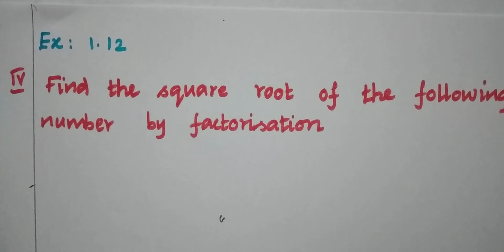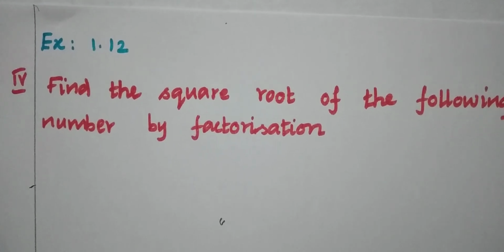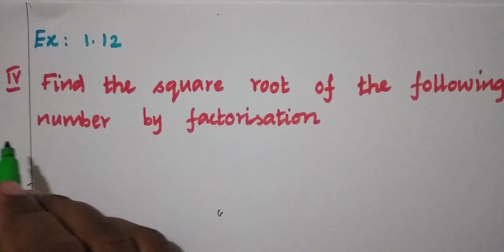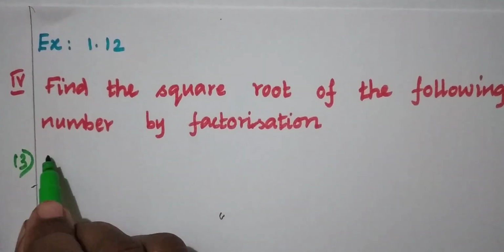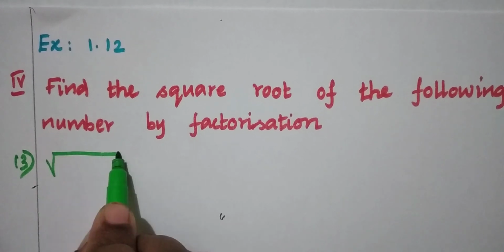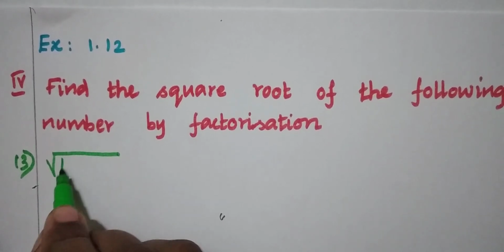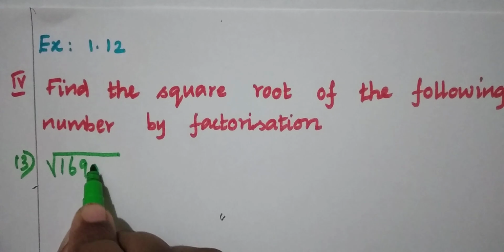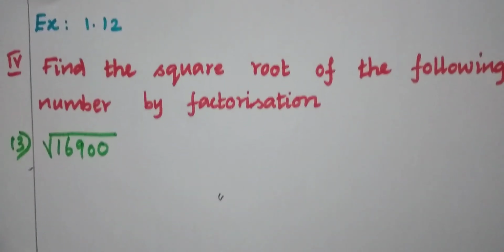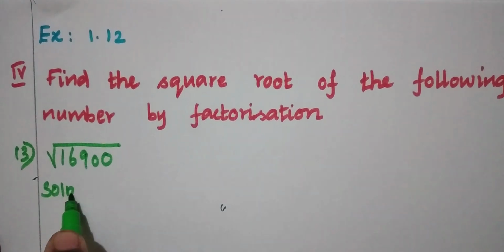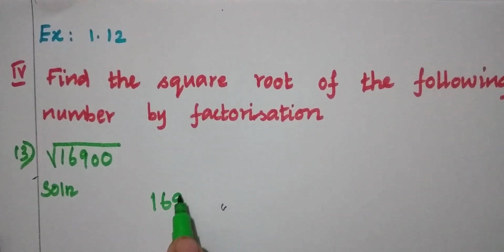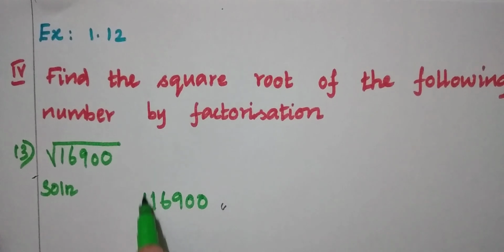Exercise 1.12. Find the square root of the following number by factorization. The 13th question. Square root of 16900. So let us solve this one. Factorize the number 16900.